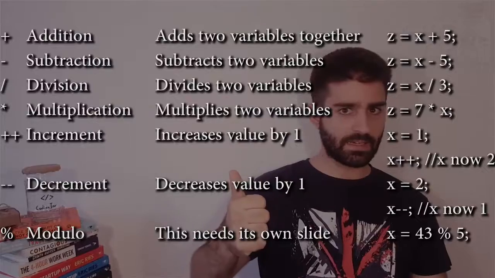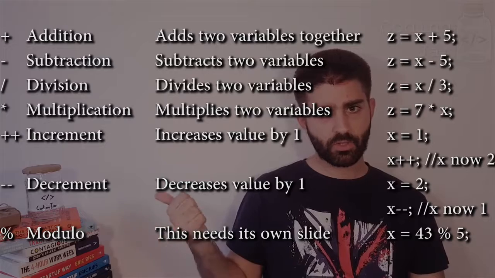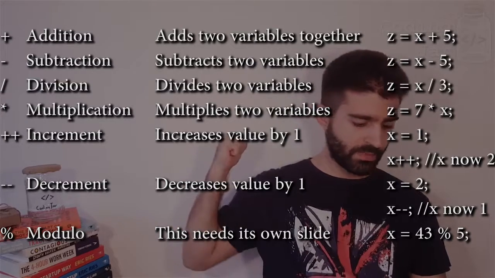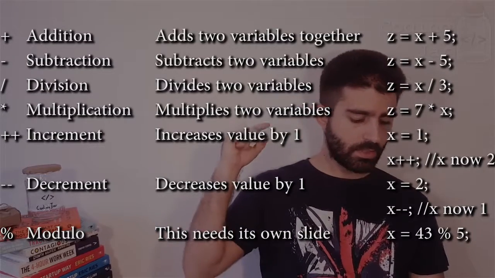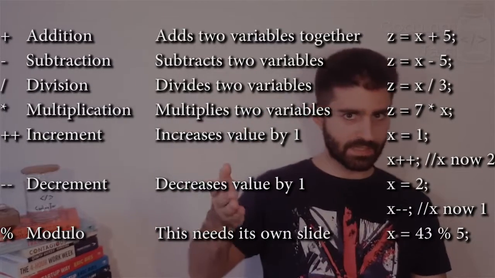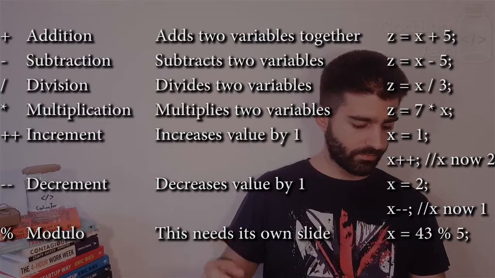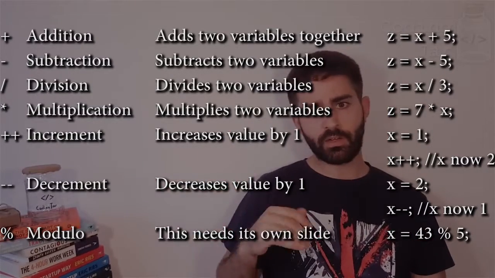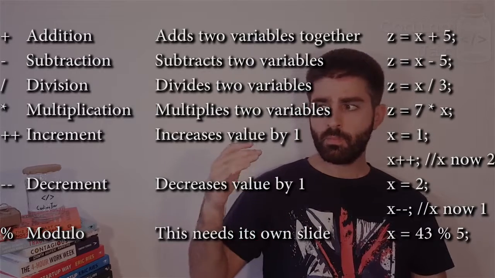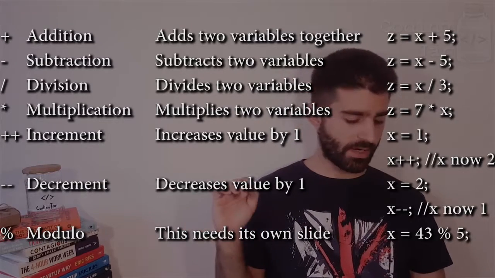So, what operations are there? We got the plus sign, which is addition. It adds two numbers together, or variables. We got the minus sign, which is subtraction. We got the division, which is the slash sign. It divides two numbers. We got multiplication, which is the star sign, shift 8 probably on your keyboard. By using this you multiply two numbers or variables.